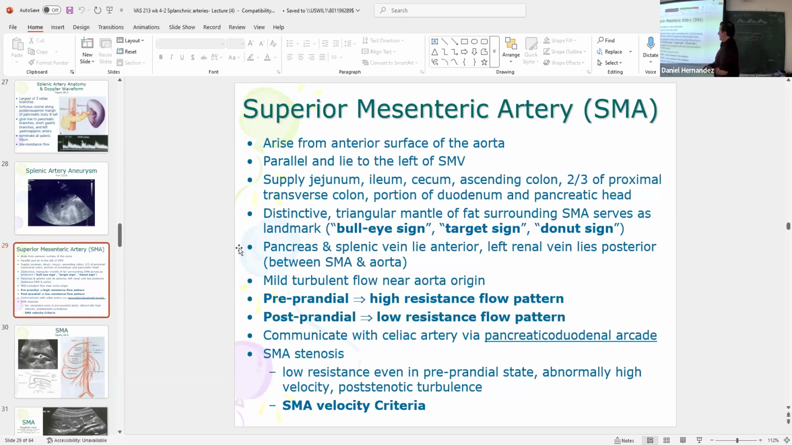We're able to identify it because of that distinctive triangular mantle of fat that surrounds the SMA. In transverse, it creates that bullseye, target sign, or donut sign.